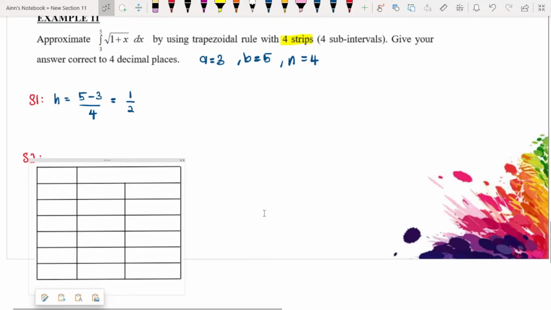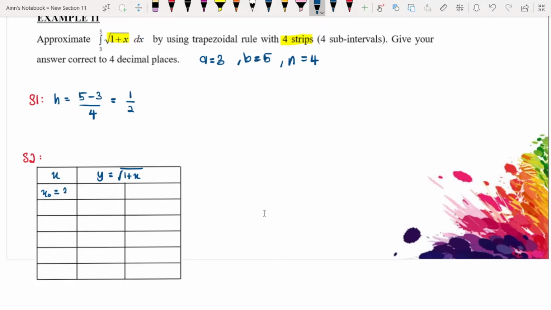So now we just input the values. So we have x here, and then our y is equal to square root of 1 plus x. So now we just substitute the value of x. We start with x0 equals a. Your a is equal to 3. So now what you have to do is add h. So 3 plus 1 over 2, we will get x1 equals 3.5.